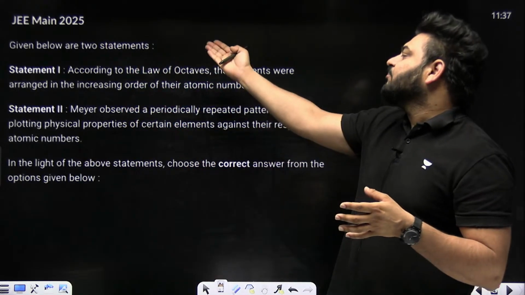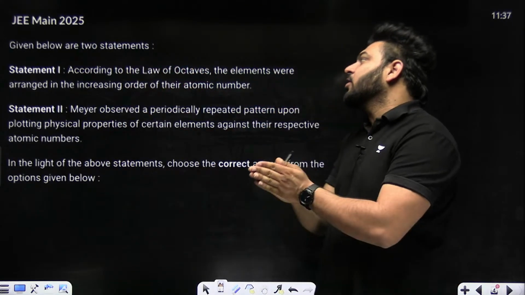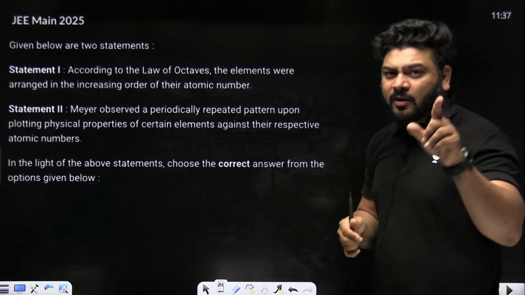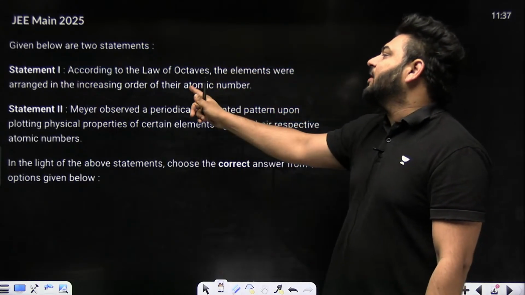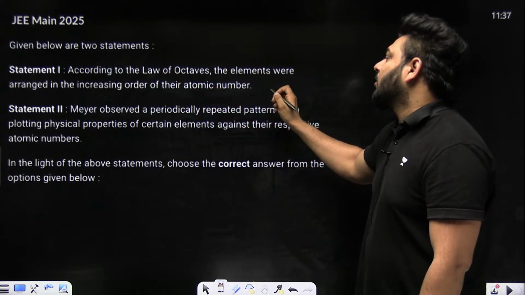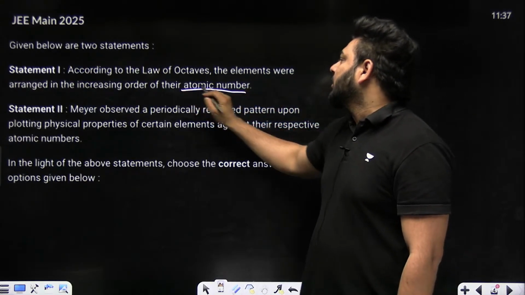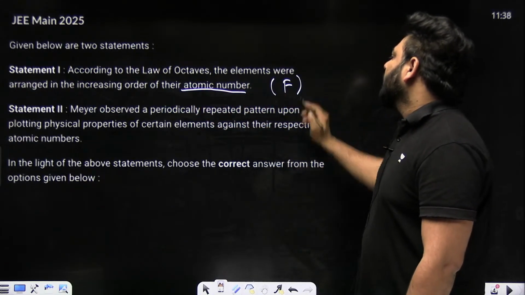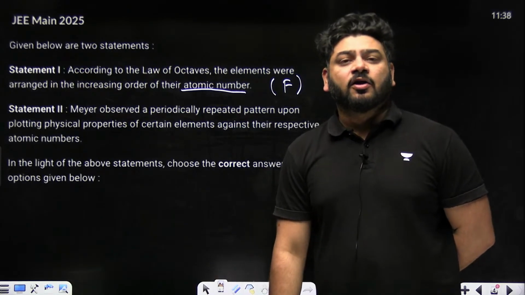Let's start. So given below are two statements. Statement 1 says that according to the law of octaves, you remember the law of octaves, Newland's law of octaves he's talking about, the elements were placed in the increasing order of atomic number. So I guess this is incorrect. This is a false statement. If you remember, they were arranged in the increasing order of their atomic mass.